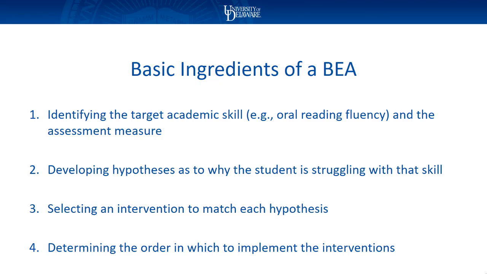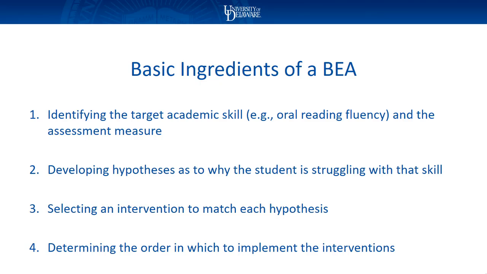Third, selecting an intervention to match each hypothesis. If the hypothesis is lack of motivation, then the intervention would be a contingent reinforcer. If the hypothesis is that a student needs more practice, then a good option for oral reading fluency would be a repeated reading intervention. If the data suggests that the student is accurate but slow, based on the instructional hierarchy, we might hypothesize that they are at the proficiency stage and thus require lots of practice to develop fluency.